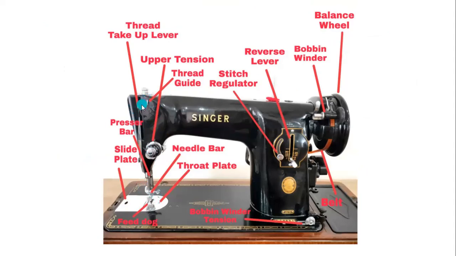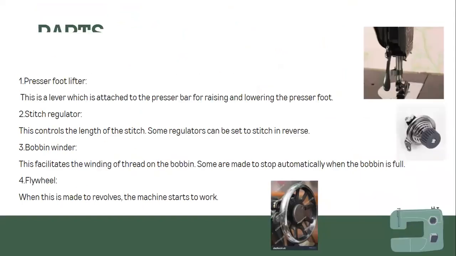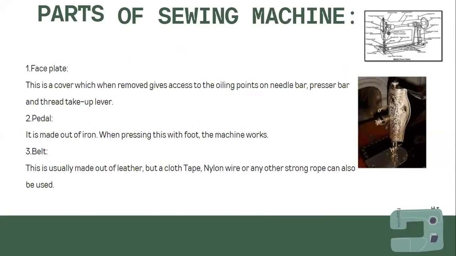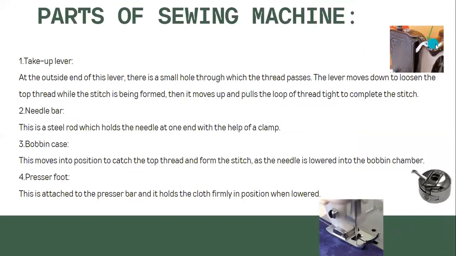So this is the take up lever. On the outside of the take up lever, there is a small hole through which the thread will pass. The lever is the thing that moves up and down. It will move down to loosen the top thread while the stitch is being formed, and then it will move up, pull the loop of the thread, and complete the stitch. So this moves up and down when the machine is working.